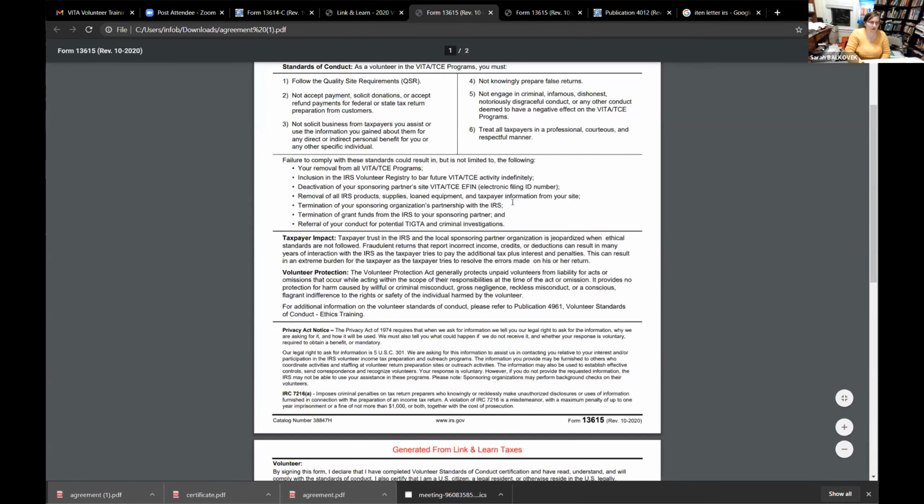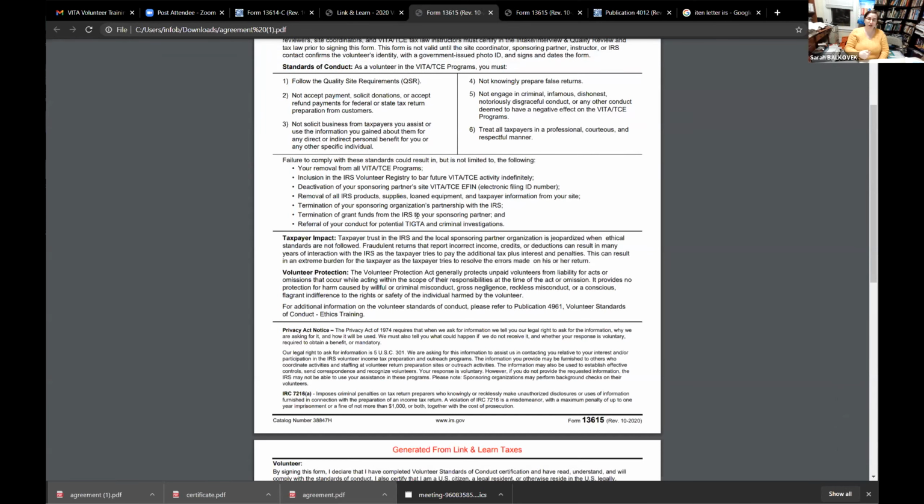Termination of sponsoring organization's partnership. Termination of grant funding. This is put on by grants. So the IRS gives United Way money to administer the program, to pay for the room rental fees, that sort of thing. All of that could be in jeopardy.